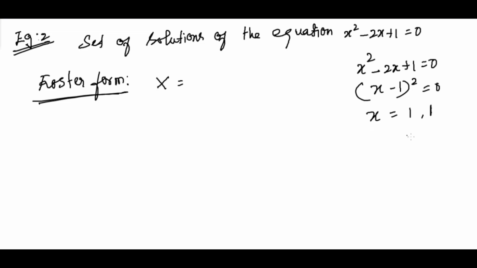So, there are two elements, 1, 1. The same element should not be repeated. So, we have to write the roster form as X is equal to set of 1. Only one element in the set.